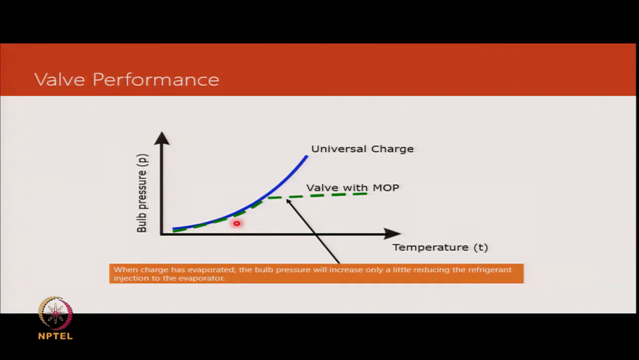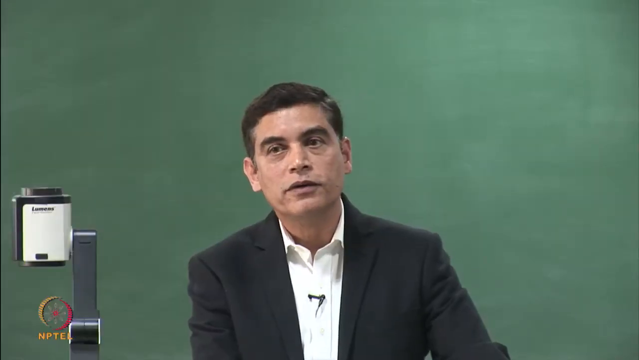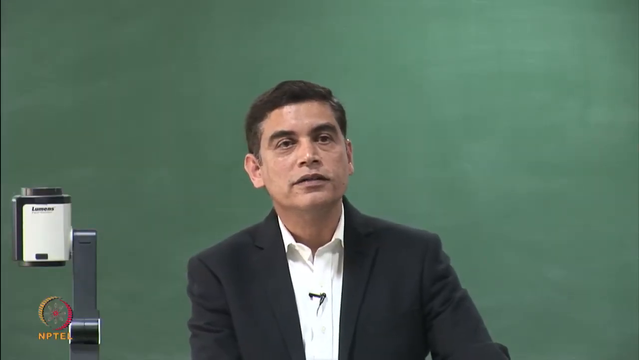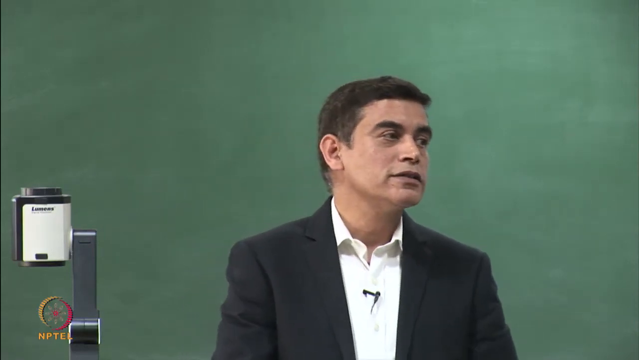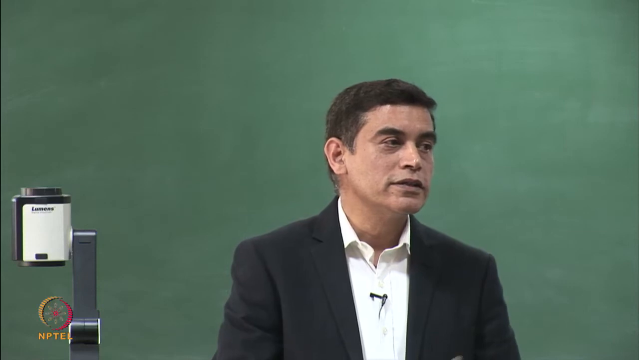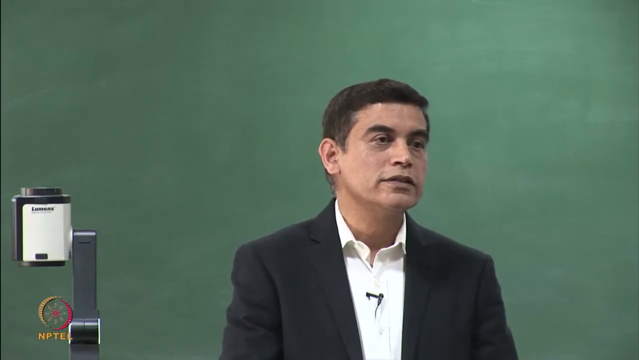So, here if there is a universal charge, then as the temperature rises, the flow will increase, whereas a valve with MOP at a predefined design point will just flatten out, and the bulb pressure then does not increase, which means there is no further opening of the thermostatic expansion valve. We have the highest risk of charge migration in an MOP valve, because we have limited the substance in a way that all of it will evaporate at a certain condition, and there will be nothing left to further increase the pressure in response to increased suction line temperature.